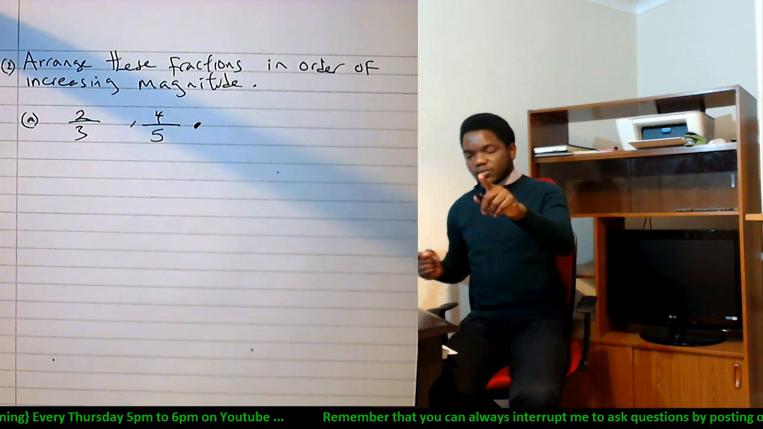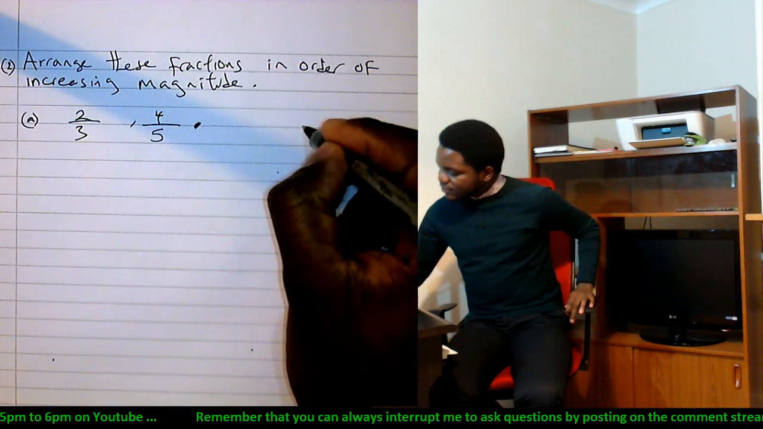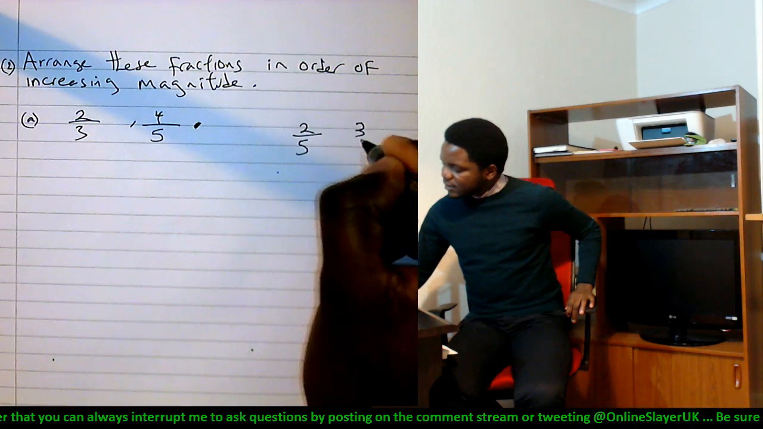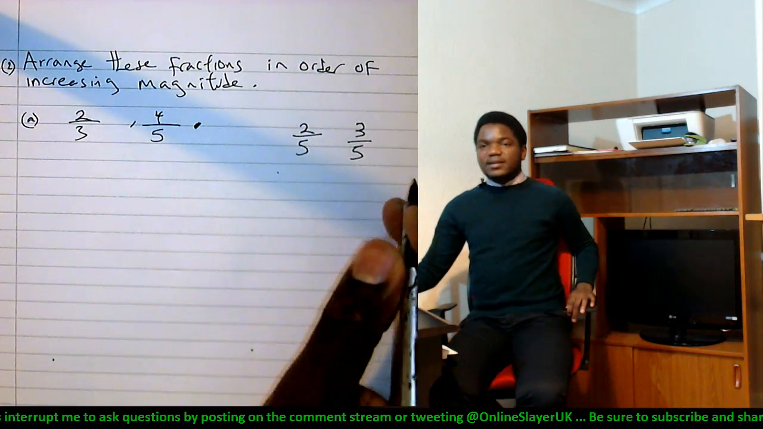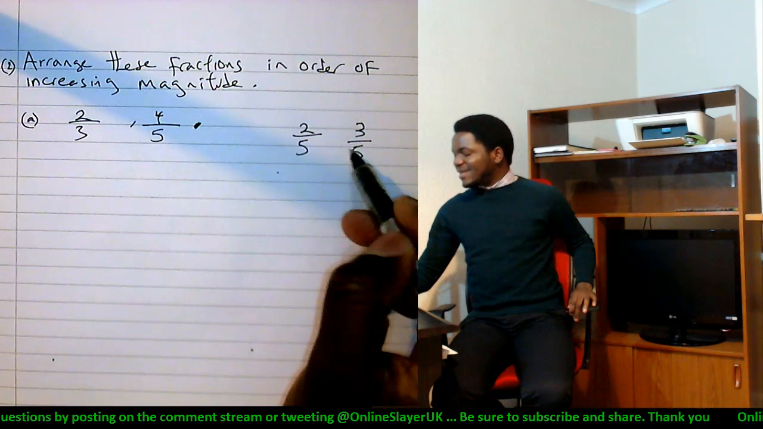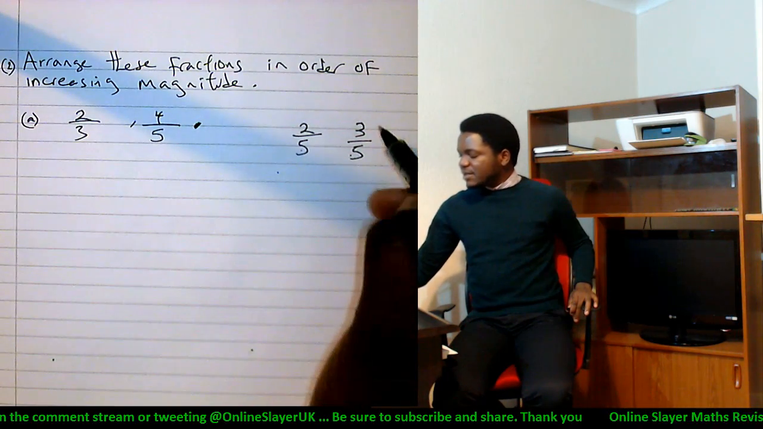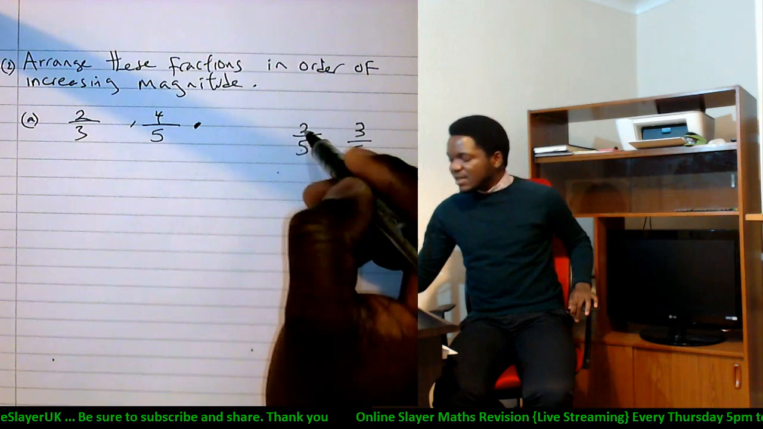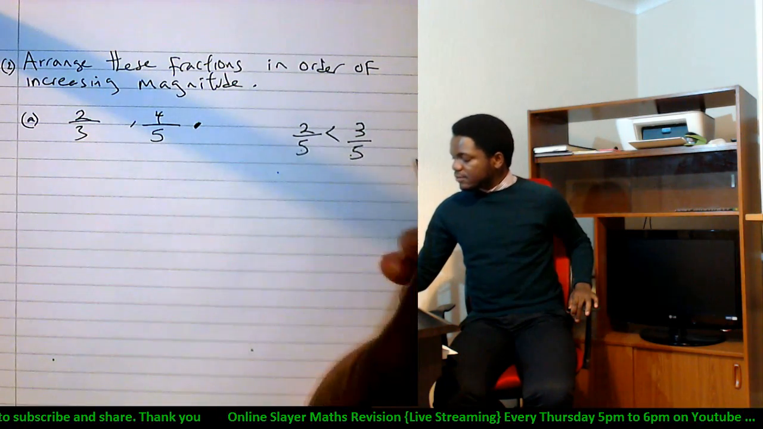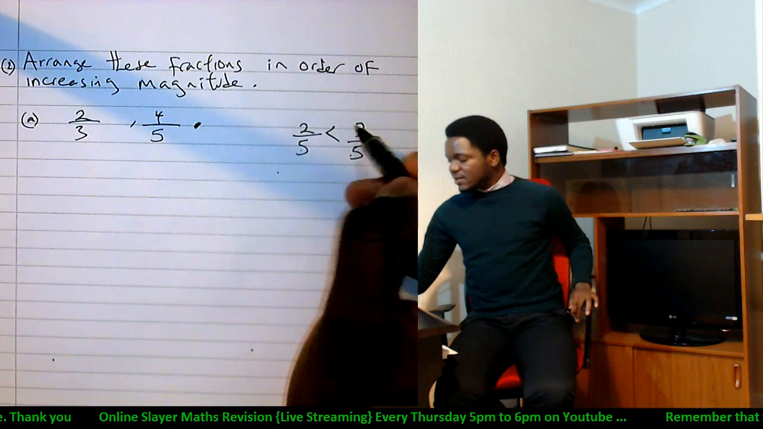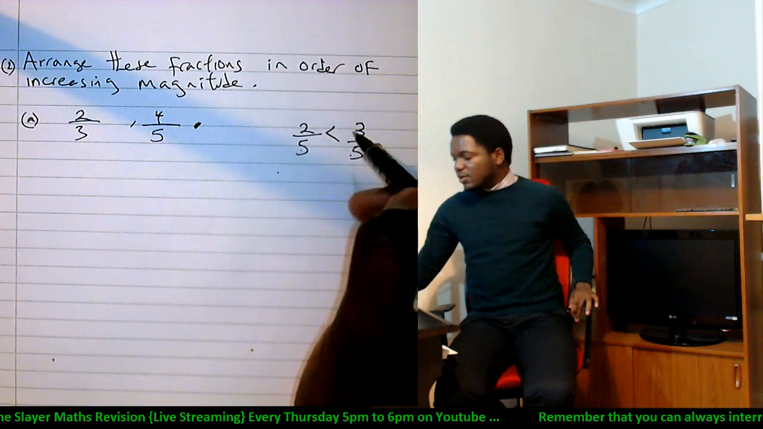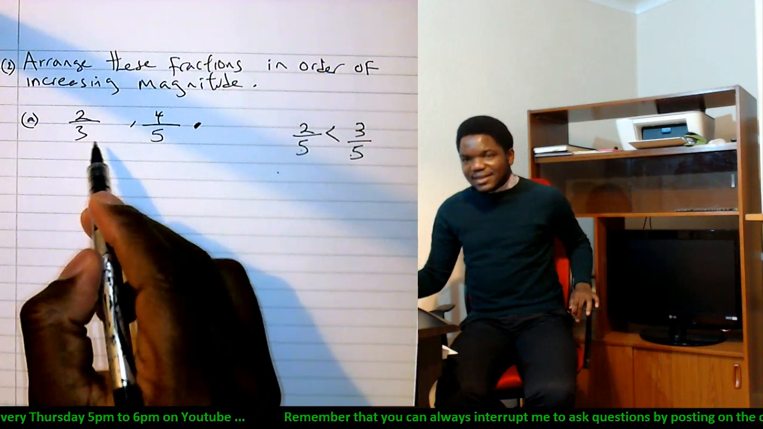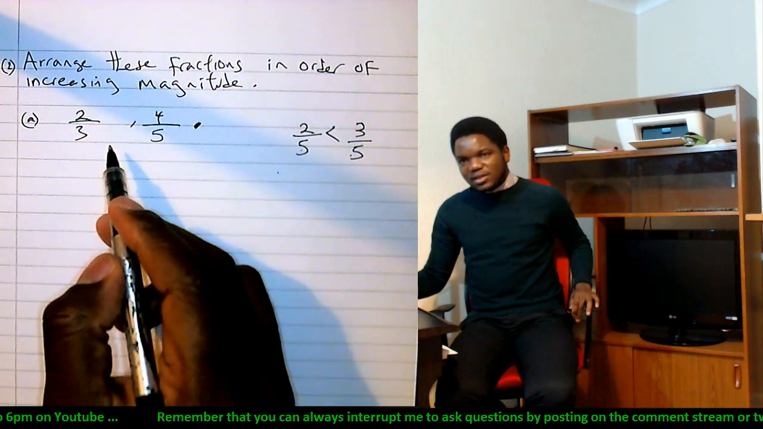If the question were like this, just look at this one. If I had said 2 over 5 and 3 over 5, which is bigger than which? Obviously, because they are standing on the same ground, I'm happy to say 3 over 5 is bigger than 2 over 5 because 3 is bigger than 2. So, yeah, 3 is greater than 2, 2 is less than 3. So 2 over 5 is less than 3 over 5. But in this case, they are not yet on the same surface. So how do we do that?